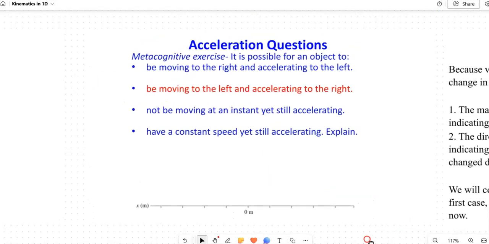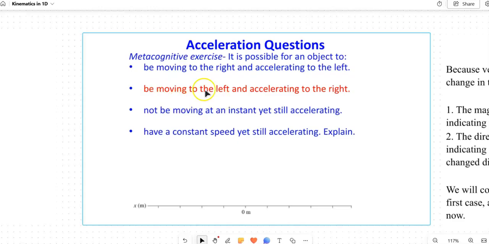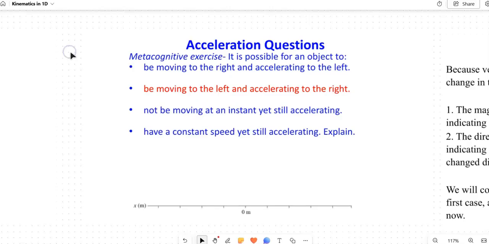We're going to do all of them together, but I want you to think about this red one. How is it possible for me to be moving to the left but accelerating to the right? I want you to think about it in a moment, and it's just like a person or a ball or a truck, not multiple objects, just one single object. How is it possible for that single object to be moving to the left but accelerating to the right? Try this on your own and pause the video now.